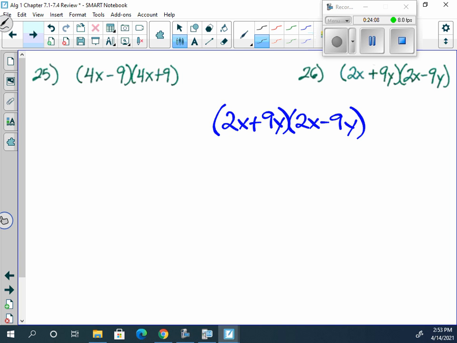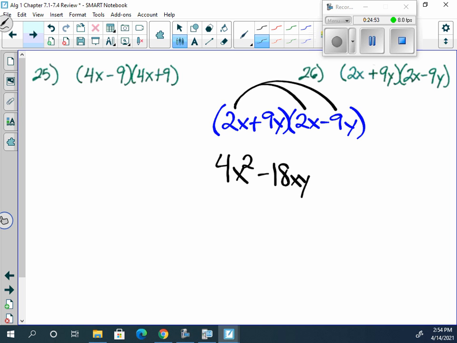So we're going to multiply these together. When we do this, it's going to be the same as the ones we've just been doing. We're going to take it one term at a time. Now 2x times 2x. Well, 2 times 2 is 4. And x times x would be x squared. Now 2x times negative 9y, well 2 times negative 9 would be negative 18. And x times y would be xy.